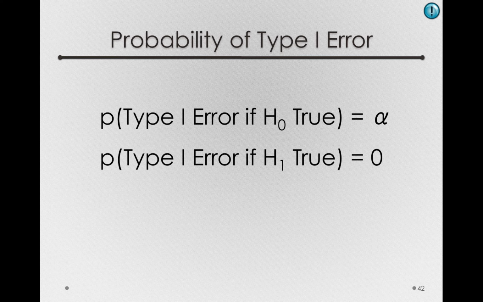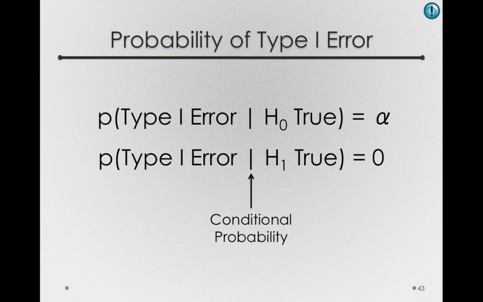Now let's pause for just a second and talk about notation. Instead of using the word if, I'm going to write this out as the conditional probability. And this literally reads the same way. The probability of a type 1 error given, or if, the null hypothesis is true is equal to alpha. And the probability of a type 1 error if, or given, H1 is true is equal to 0 or simply undefined.